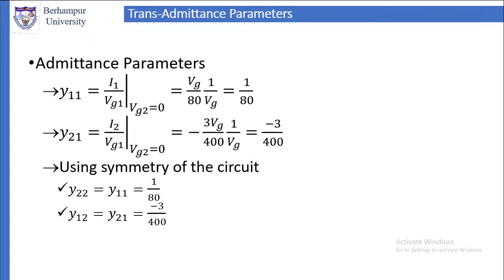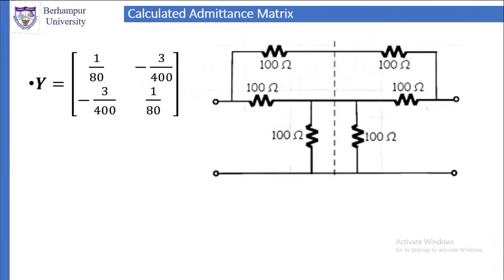Similarly, Y21 will be equal to minus 3 Vg by 400 into 1 by Vg, that is minus 3 by 400. Similarly, using the symmetry of the circuit, we can say Y22 is equal to Y11 is equal to 1 by 80. Y12 is equal to Y21 is equal to minus 3 by 400. So the 4 elements we have found out.